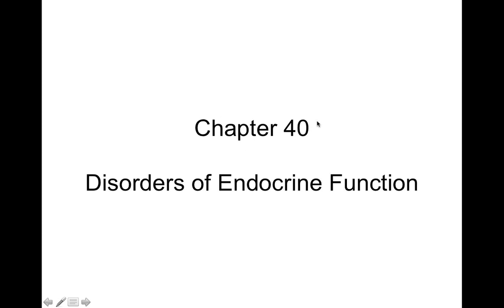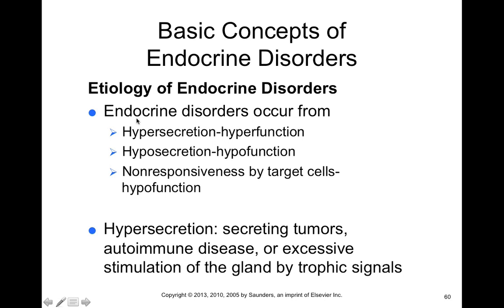All right, so in chapter 40, we're going to talk about disorders of the endocrine system. So already knowing what the endocrine system normally does, we'll talk about what happens when things don't work properly. In terms of how endocrine disorders can arise, they can come from hypersecretion, which can lead to hyperfunction of a tissue. Right? So hypersecretion would be excessive secretion of a hormone causing hyperfunction of that tissue.